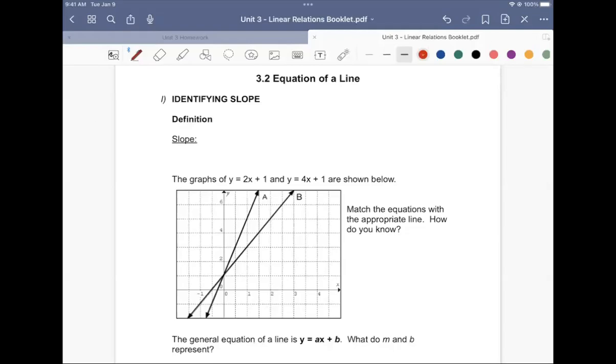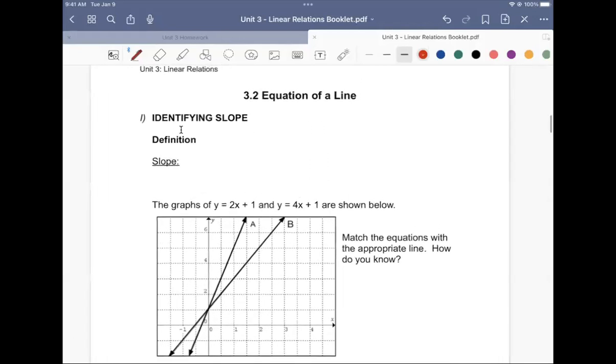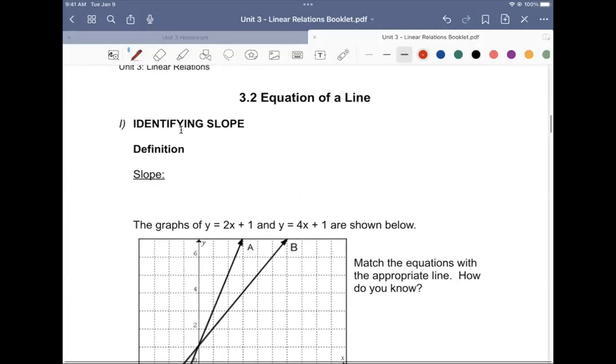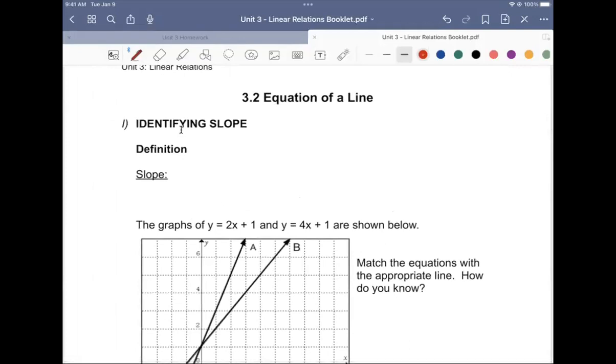All right, so now we are moving on to lesson 3.2, which is just looking at the equation of a line in general and figuring out how to identify things like the slope and the y-intercept from it, which we will talk about. Depending on when you took grade 9 and the teacher that you had, you are going to see one of two things: y equals mx plus b or y equals ax plus b. A and m just mean the same thing.